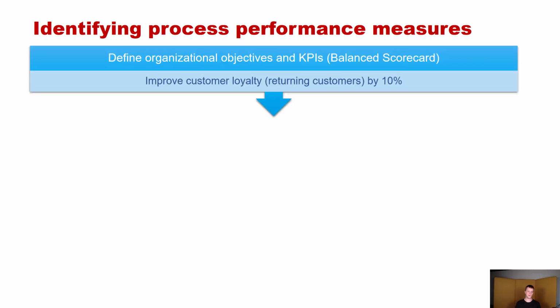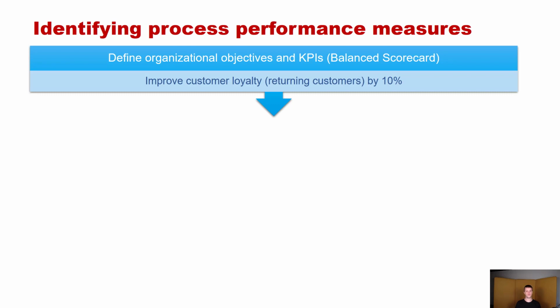Now that we have covered quite a lot of different process performance measures, we also have to discuss how to identify those measures, or the relevant measures, when you are working with a specific concrete process. The way it usually works is that, first of all, the upper management of the organization is going to define organizational objectives and KPIs. This can be done through something called a balanced scorecard. It is something that we will not be discussing in this course, but if you are interested, then that would be the keyword to look for.